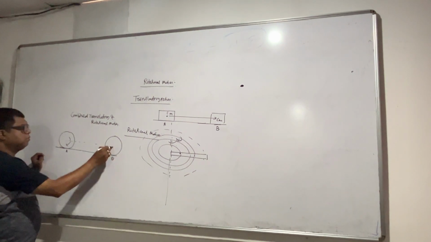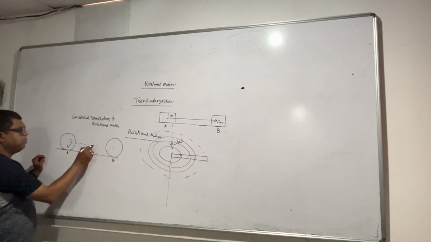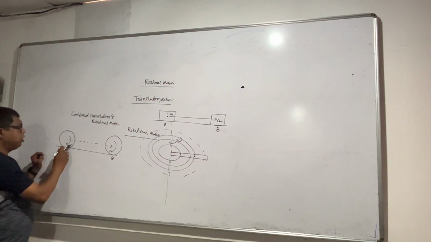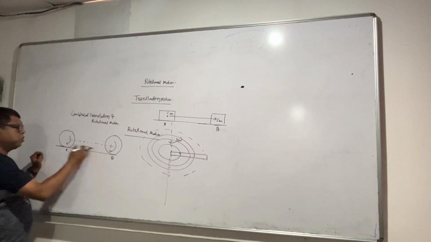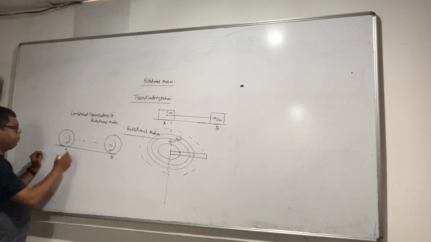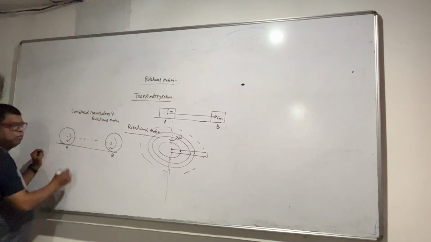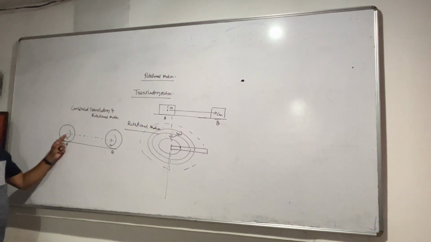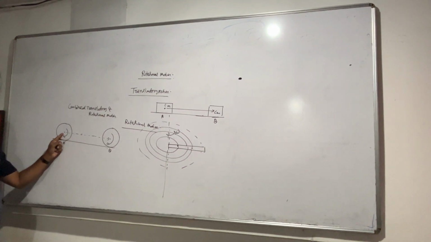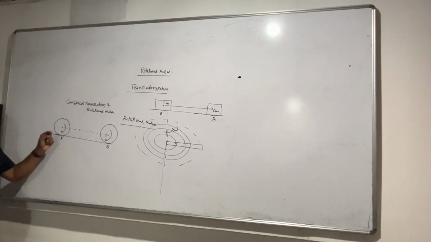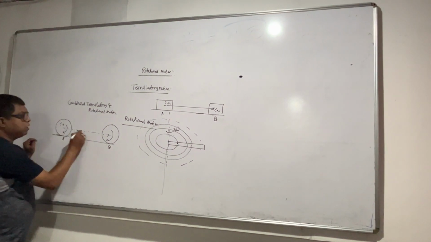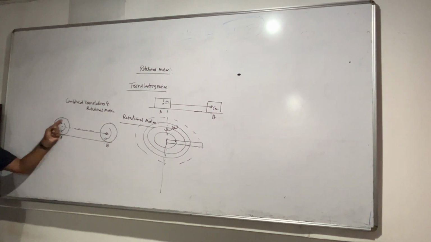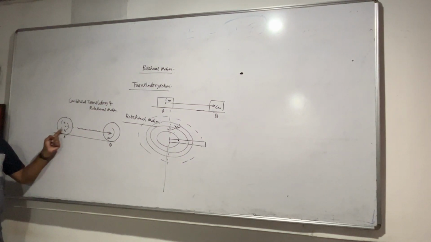In this case, the center of mass of the body rolls on a horizontal surface from position A to position B. Then the body makes a rotational motion about the center of mass, but the center of mass makes a translatory motion. So the center of mass makes a translatory motion and the body makes a rotational motion about the center of mass. This is the combined translation and rotation.